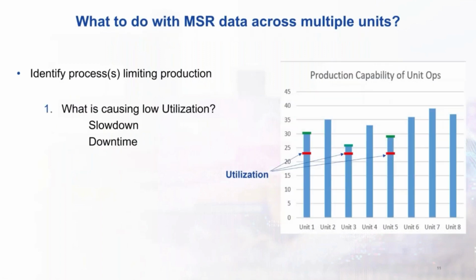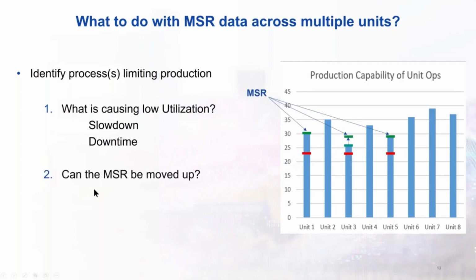So what do you do with MSR data across multiple units? What you do is you find the limiting production, and I'm going to say it's unit 3 here, although the next 2, unit 5 and unit 1, are also on the low side, but unit 3 is what we're going to deal with. And we need to find out, like I said before, what is causing low utilization? Is it slowdown? Is it downtime? And what are those components? We're trying to move the red bar up on that one.